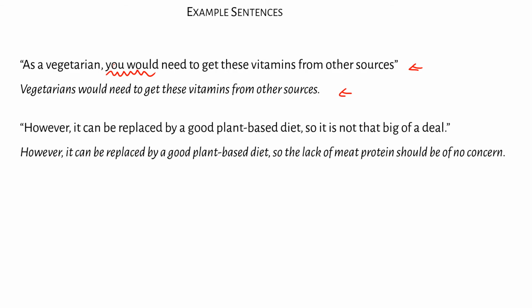However, it can be replaced by a good plant-based diet, so it's not that big of a deal. This is very informal, right? We're not speaking to each other. We're speaking to people we don't know, so we don't say things like, not a big deal. So you can say, however, it can be replaced by a good plant-based diet, so the lack of meat protein should be of no concern. You're saying the same, but you're saying it a bit more formally.